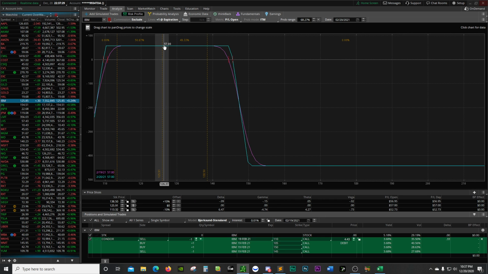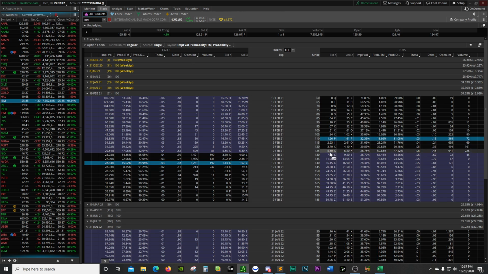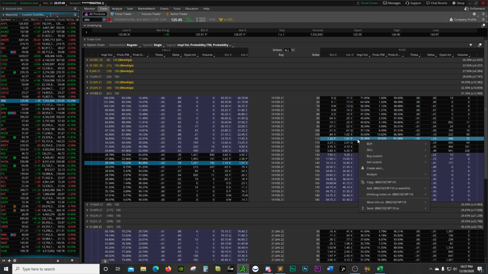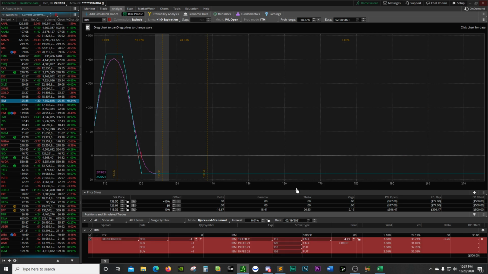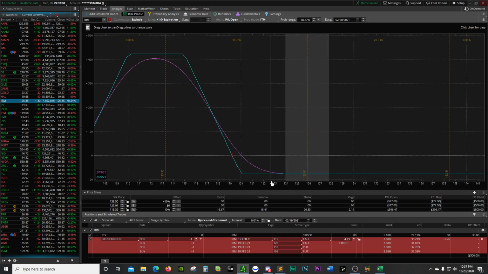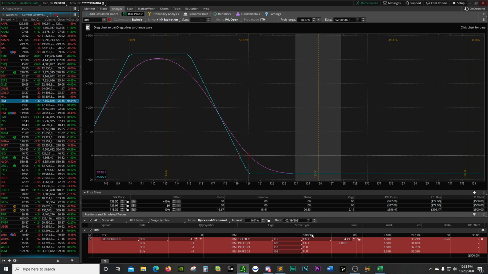A $57 profit. See, I don't like this. I don't know why it's doing that. That doesn't make any sense to me. It should be the other way around. I don't know why it's inverting. Let me try this real quick. So sell iron condor. Oh, I know why. Because I was choosing condor, not iron condor.